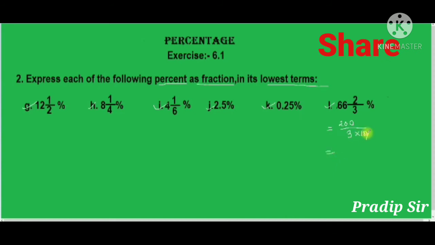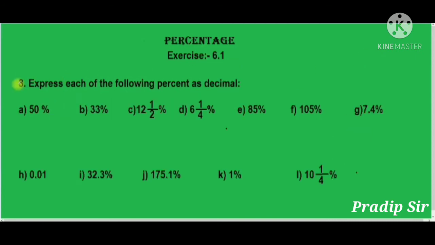Okay, so now this 00 you cut, they are 00 you cut, then what remains? 2 by 3. So this is the lowest form of the fraction also, right? So hope you understood question number 2.